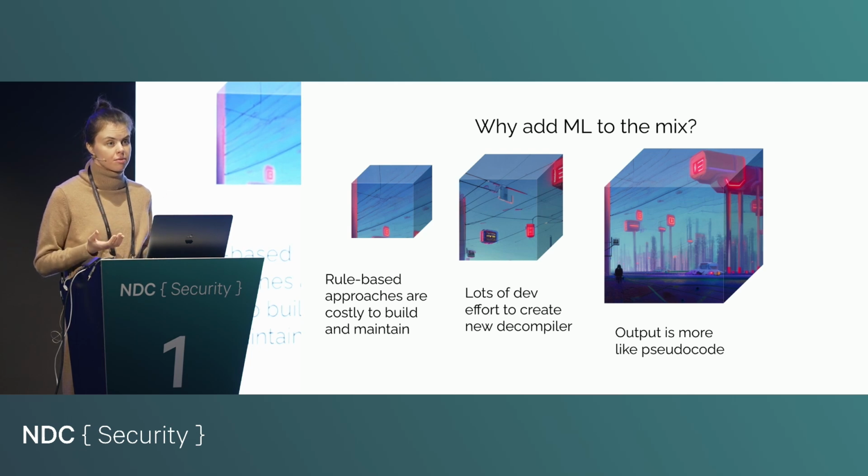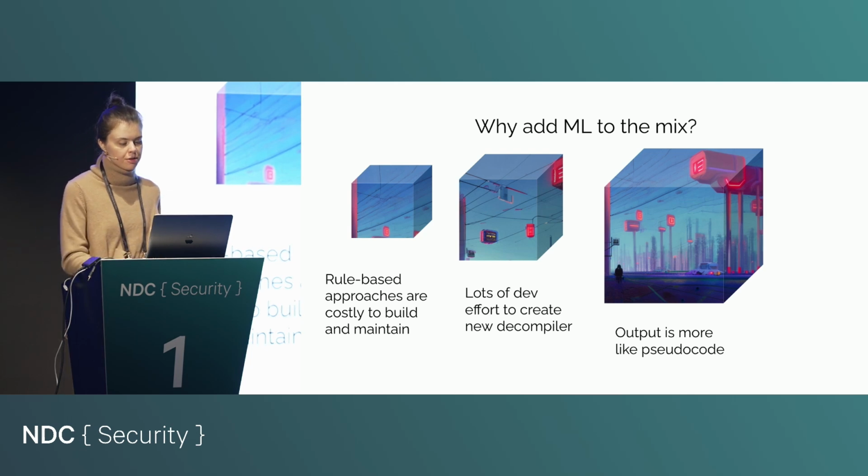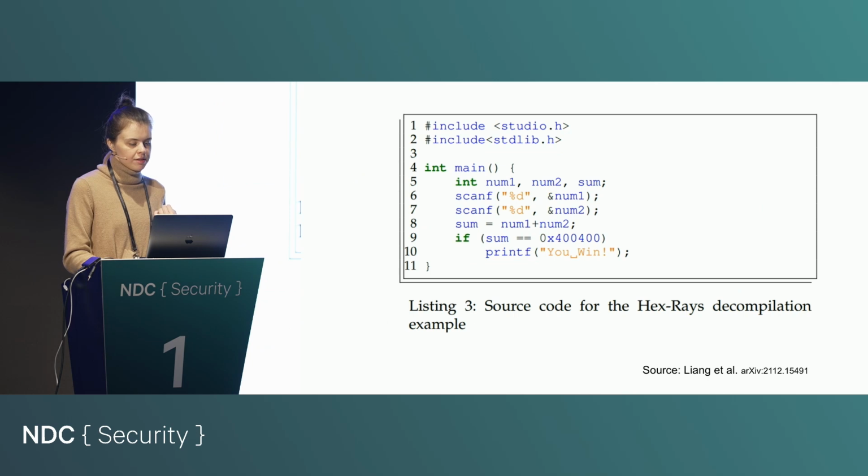And finally, the output of decompilers like Ghidra and Hexrays is not really as high-level source code as you would write yourselves. It's more like pseudocode. And what do I mean by that? Well, here we have an example from an academic paper that was also studying this problem, and they say, okay, let's take this function in C, compile it to assembly and then decompile it back with Hexrays to see the difference between the two implementations.